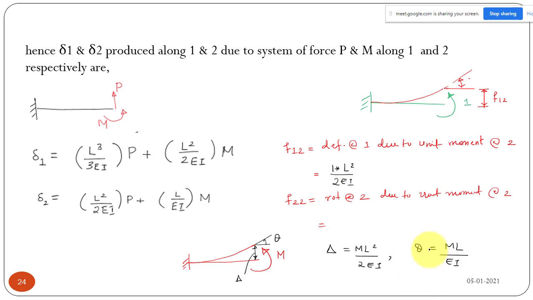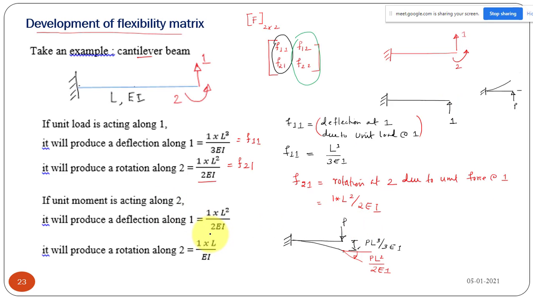Okay, and F22, the rotation at the free end due to the unit moment. So what is the rotation? ML by EI. You can take M equal to 1, so L by EI. So F12 is equal to L square by 2EI and F22 is equal to L by EI. Okay, so that is what we have written here.